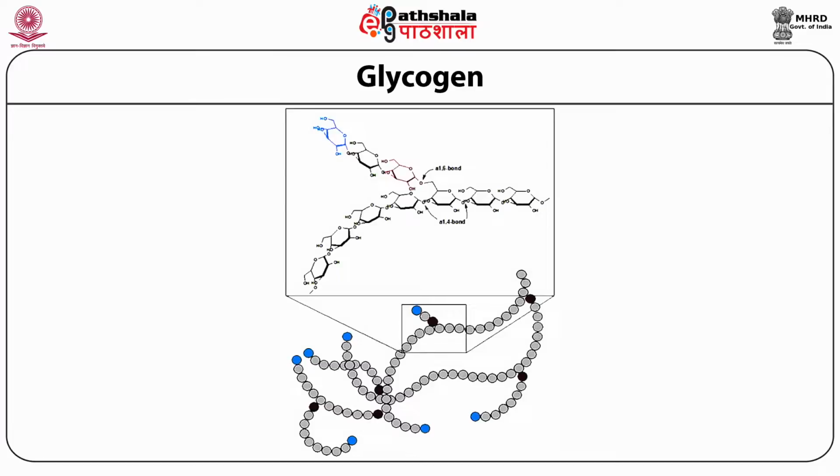The glycogen structure, which is shown here, is a kind of branched carbohydrate where the main chain will be there as well as branched chains. The main chain has alpha 1,4 linkage between two glucose units, whereas an alpha 1,6 linkage also forms to make the branched chain.